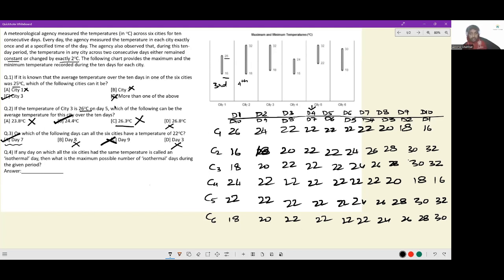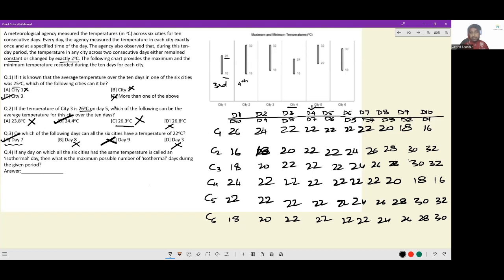Okay. Next thing. On which of the following days can all the 6 cities have a temperature of 22 degrees? This we have done. The fourth question: if any day on which all the 6 cities have the same temperature is called an isothermal day, then what is the maximum possible number of isothermal days during the given period? Okay. Now see this wonderful thing.